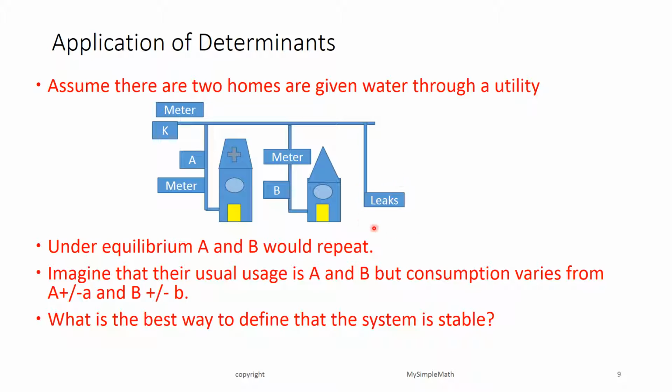The leaks are unknown. Water consumption could also be any number in either of these two homes. Obviously, A cannot be greater than K and B cannot be greater than K. So let me write it down. So A is greater than 0, but it is less than K. Similarly, K is greater than B, and B is greater than 0.